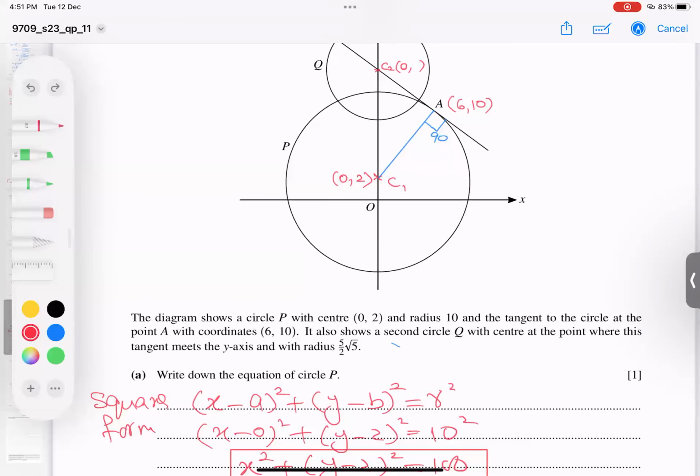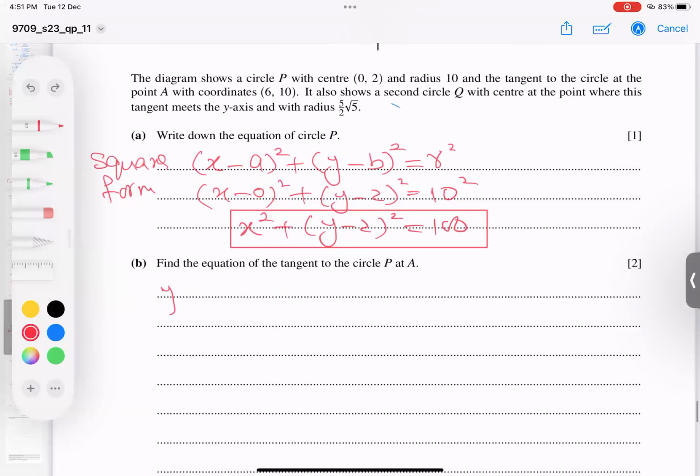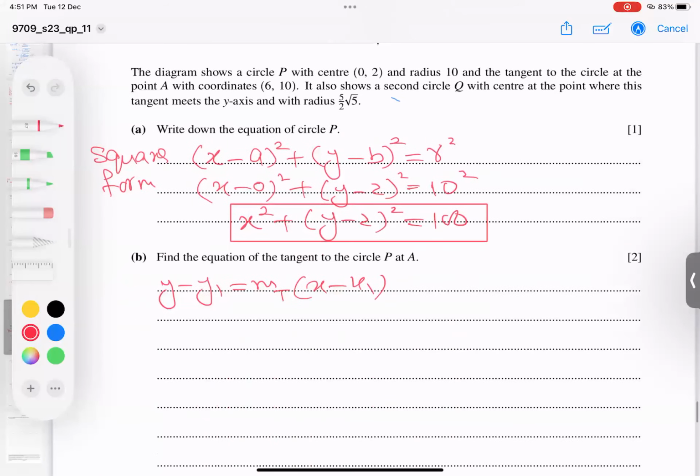We have a formula all of us are familiar with: y minus y1 equals m, the gradient of the tangent, times (x minus x1). The point is given, (6, 10). So 10 comes in the place of y1 and 6 comes in the place of x1. Look, I'm writing so easily: y minus 10 equals m times (x minus 6). The only thing is, I don't know the tangent gradient.